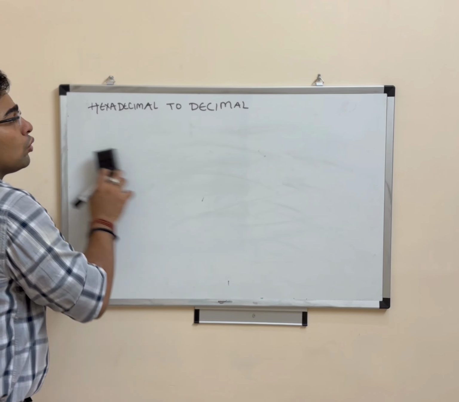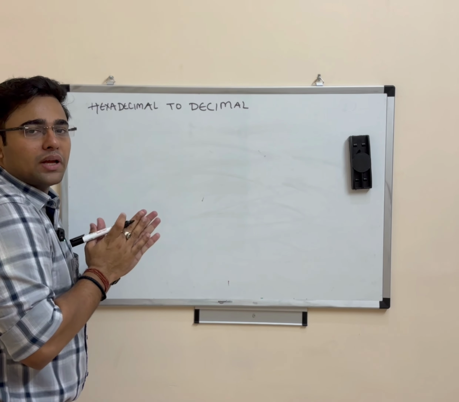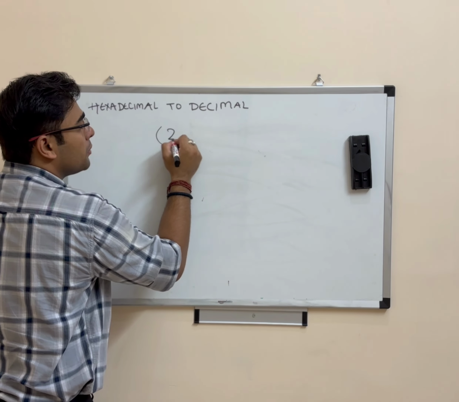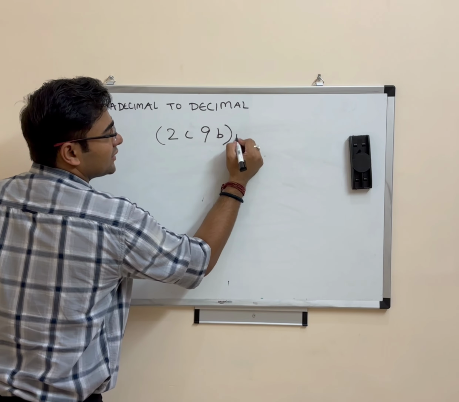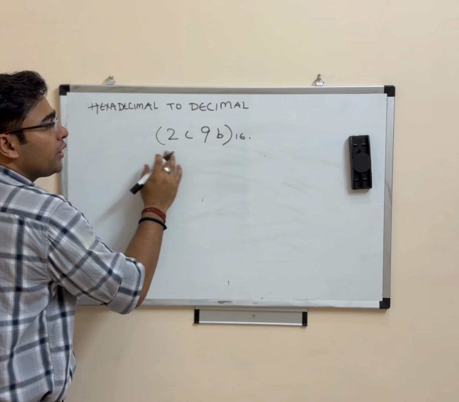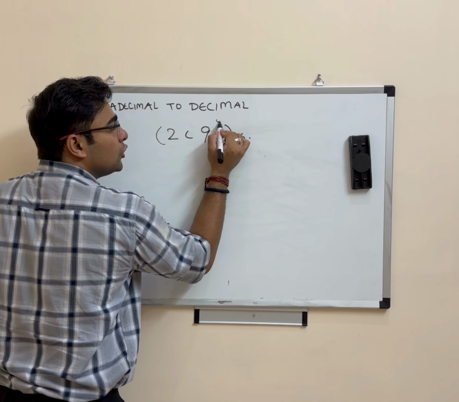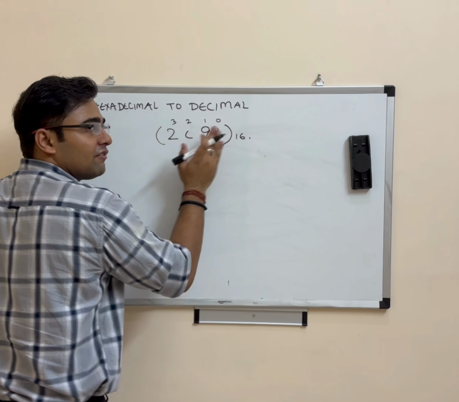Now we will try to understand how conversion from hexadecimal to decimal takes place. Let's say you have the number 2C9B in the hexadecimal system. What you are going to do is start your series from the right only: 0, 1, 2, 3. So what would be the conversion to decimal?